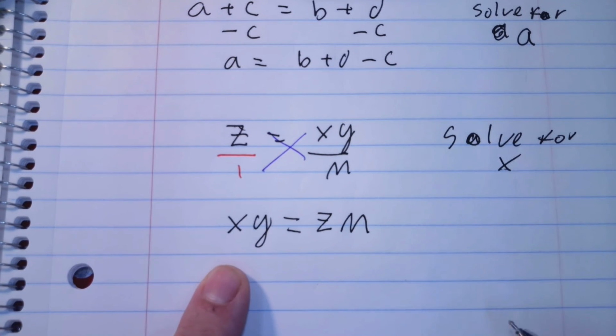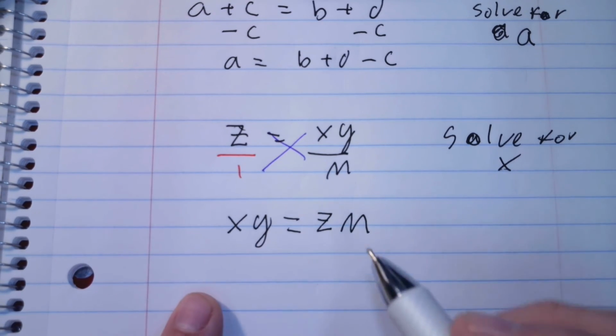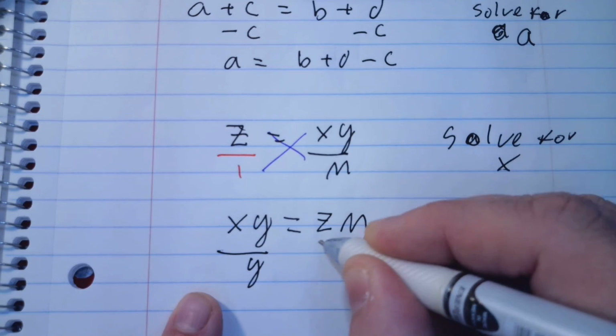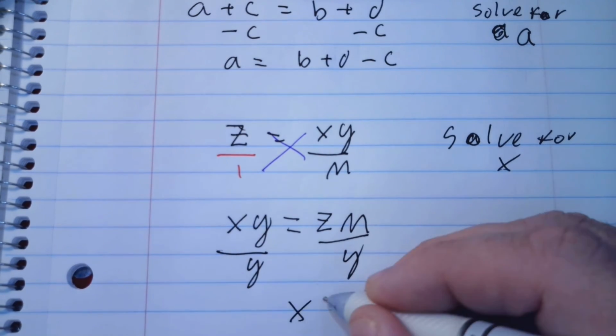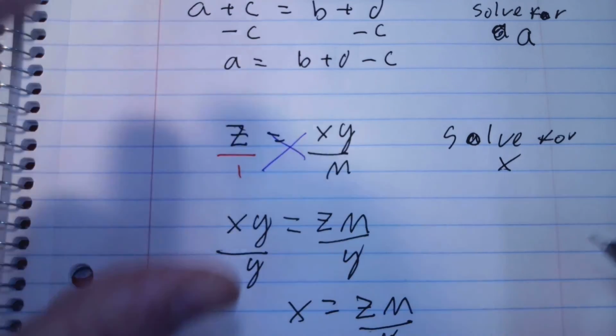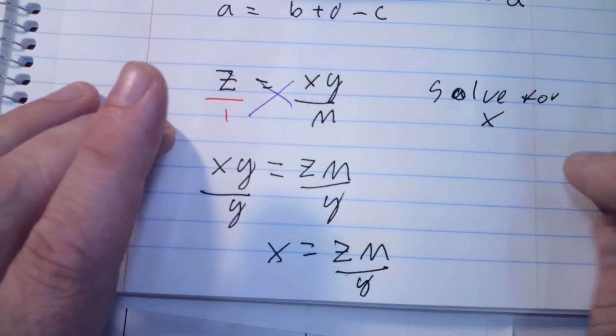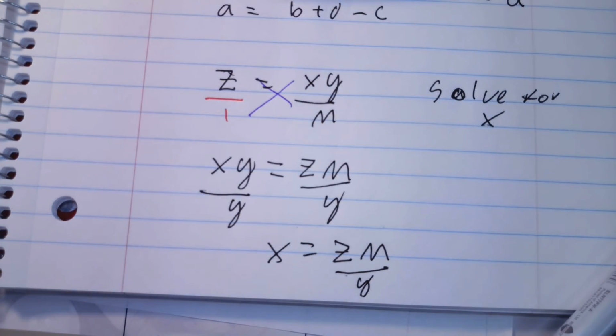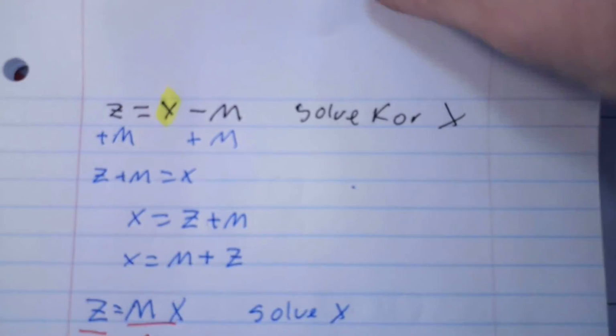I want x by itself. I think we've done a problem like this already. I'm going to divide by y. x equals zm over y. Okay. There's a couple more that are difficult. And so I'm going to show you those right now. So I'm going to do two more, and that's it.